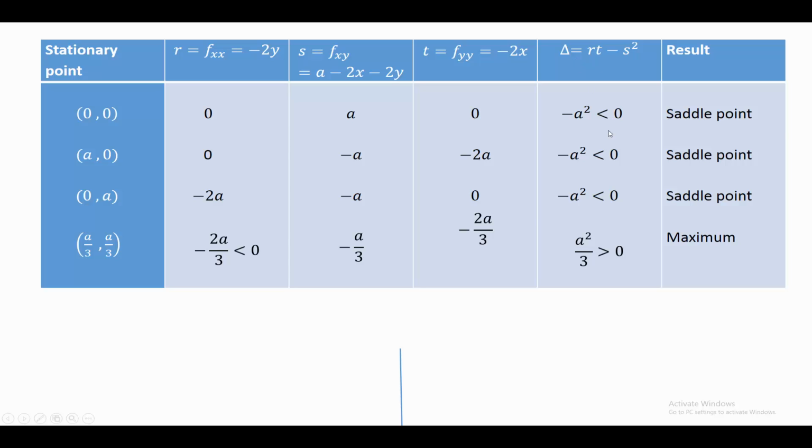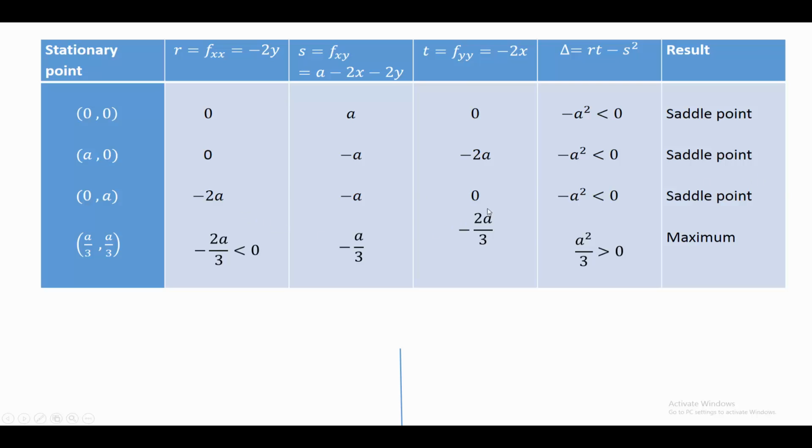Delta negative. When delta is negative, this is a saddle point. Next one. At that point, delta equal to rt minus s square. 0 into 2a is 0, minus of minus a square is minus a square. This is also negative. Delta negative. So this is a saddle point. A0 is a saddle point.